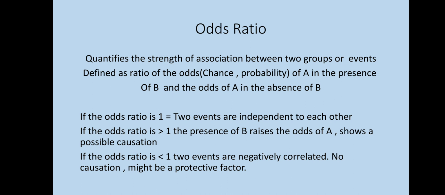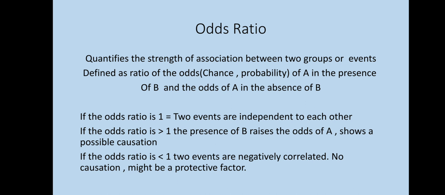So if we calculate the odds ratio and it is equal to 1, it means that two events are independent of each other and the causal hypothesis will be rejected. If the odds ratio is more than 1, it means that the presence of B raises the chances or odds of A. The presence of smoking increases the chances of lung cancer and shows a possible causation.